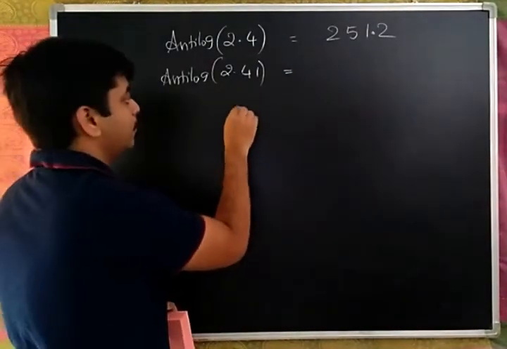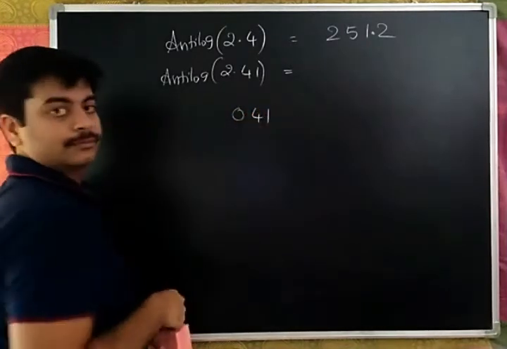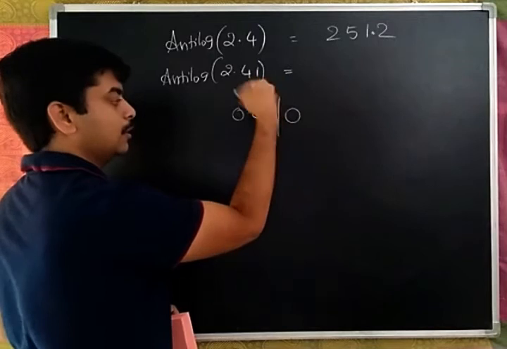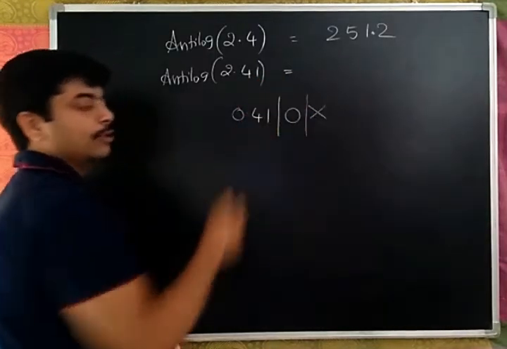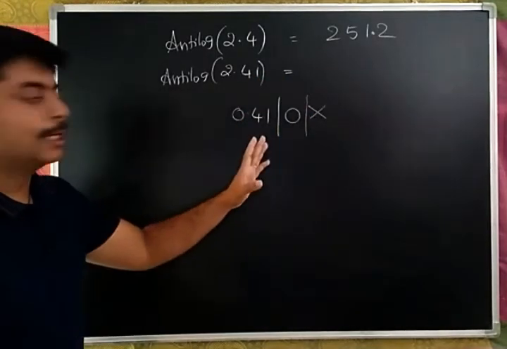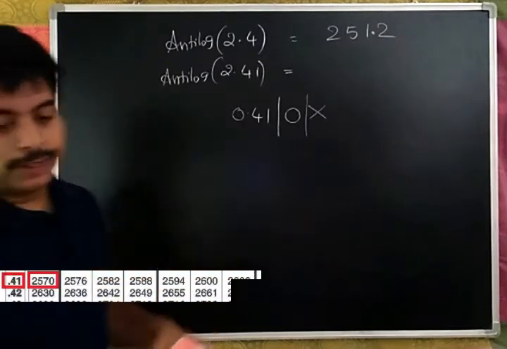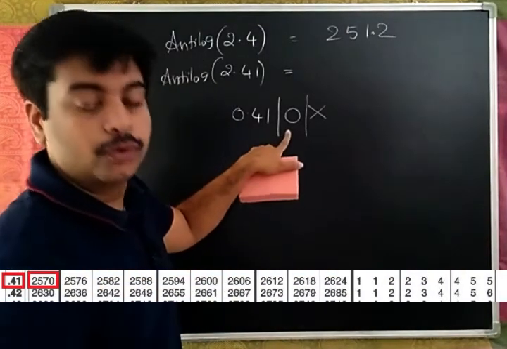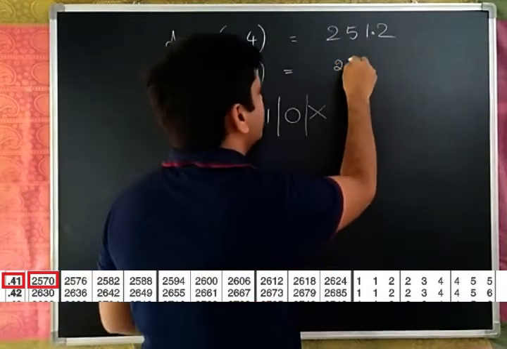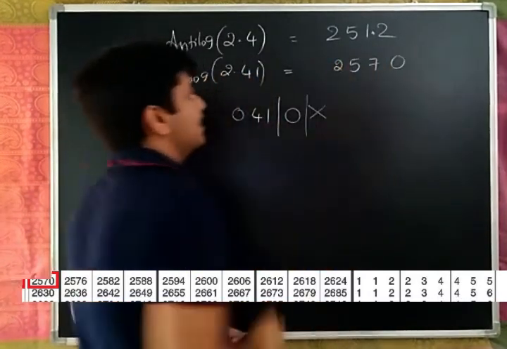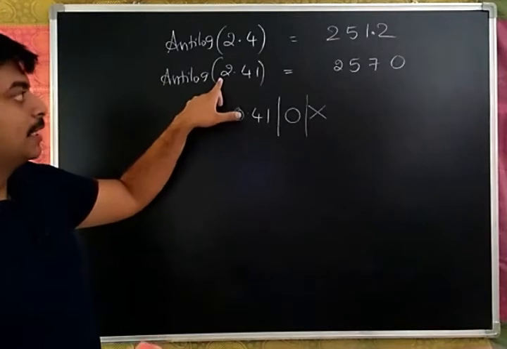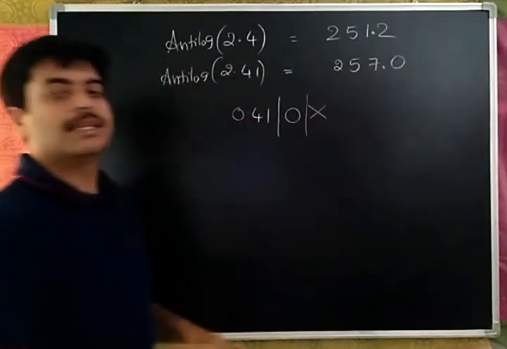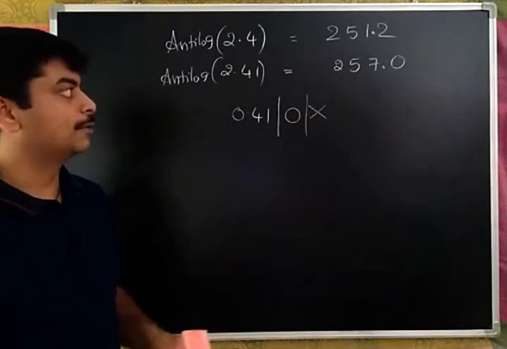So 0.41 row. There is no digit after that. So 0th column, and don't worry about the mean difference. So 0.41 row and the 0th column will give you 2570. And 2 plus 1 gives you 3, so you need to keep 257.0. The value will be around 257.0.